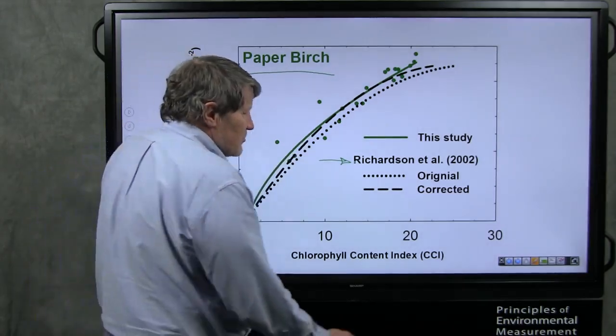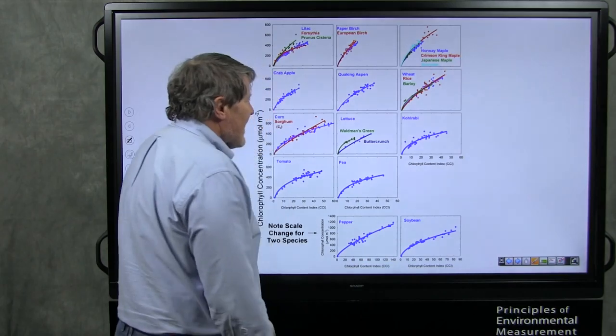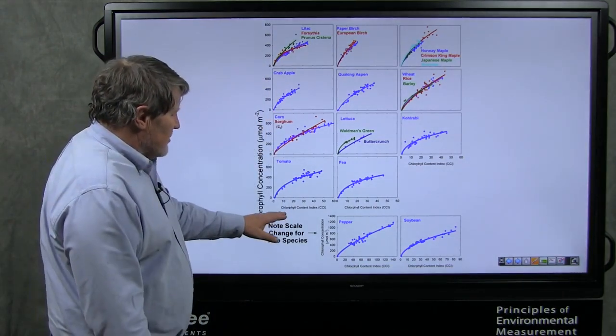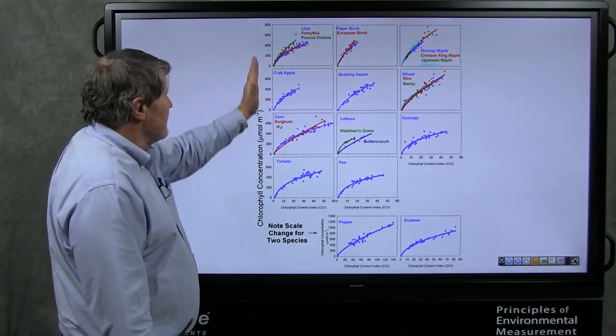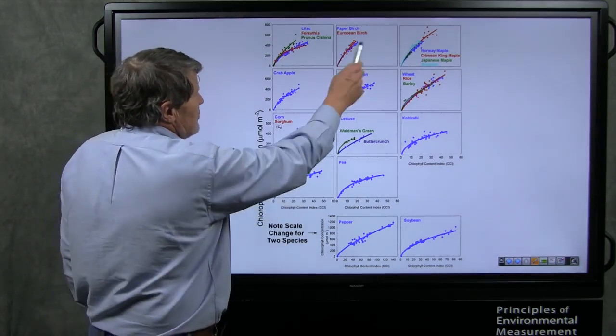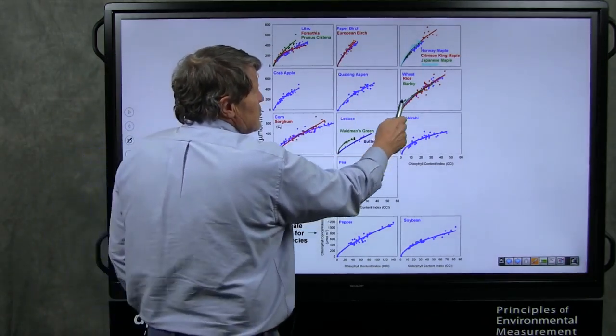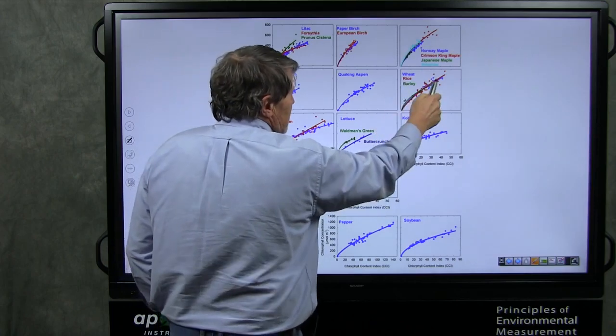So what do those curves look like? Here's the index from the meter and the chlorophyll here, and you can see all these nonlinear curves. Some species are similar. Wheat, rice, and barley are similar.